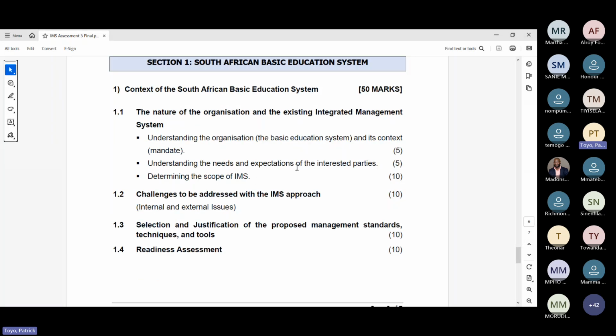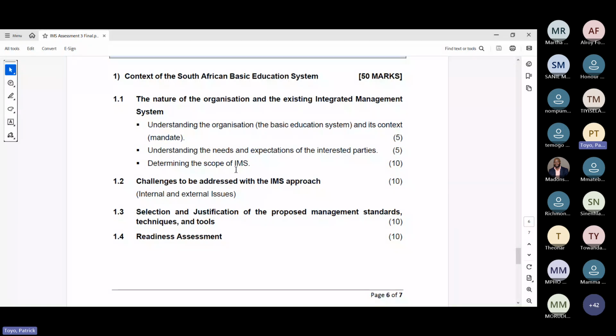Understanding the needs and expectations of interested parties. Those who are doing auditing will find this quite useful or quite exciting, because this is what they would do. When they come and say, I'm auditing the context of the organization, understanding the needs and expectations of the interested parties, where do you look for that information? Determining the scope of the IMS, where do you look for that information? Any questions so far?